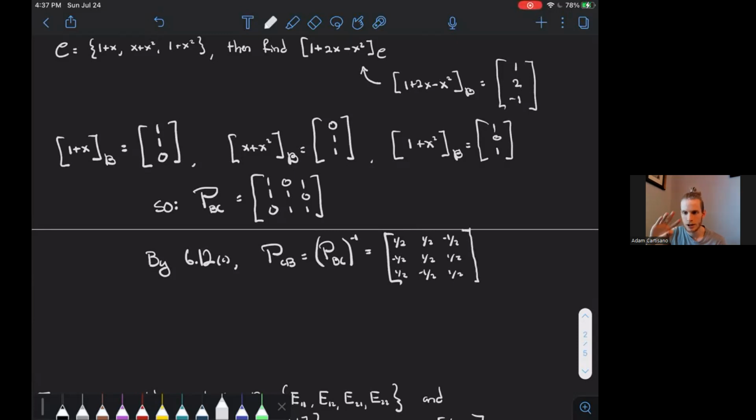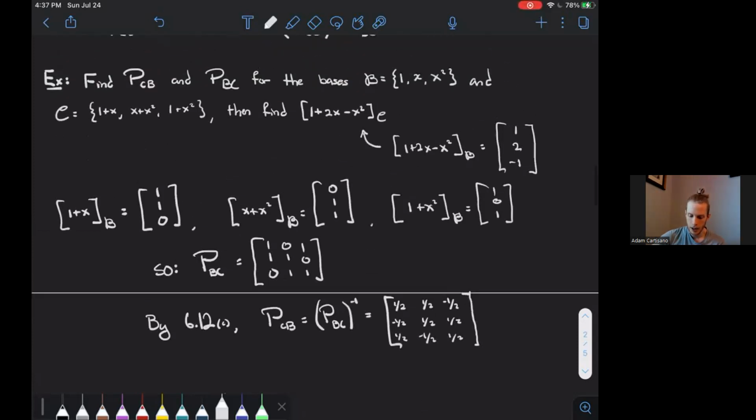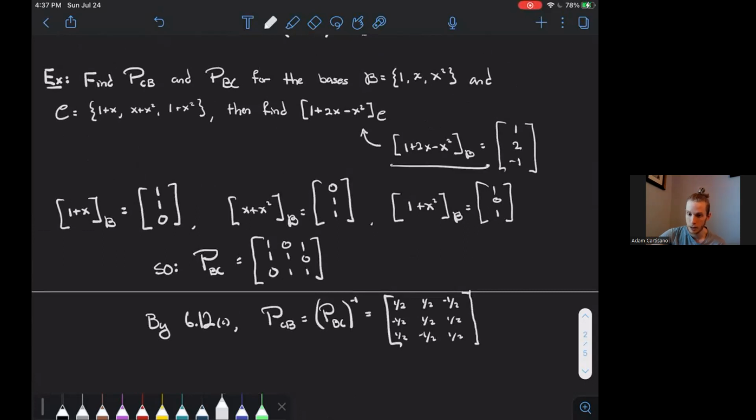You do like P_BC, take the inverse, turn all the zeros into negative ones, and then divide everything by 2. That's not the general process, that's just what the shape of this matrix is as compared to the other one, if you like patterns. Okay, so this is the change of basis matrix now from B to C. We have a coordinate vector with respect to B, and we are asked to find the coordinate vector of that vector with respect to C.